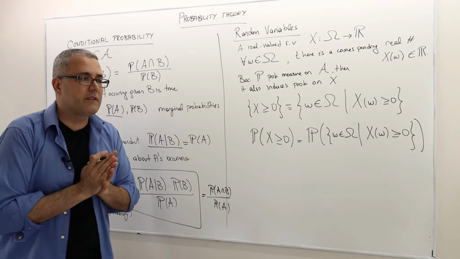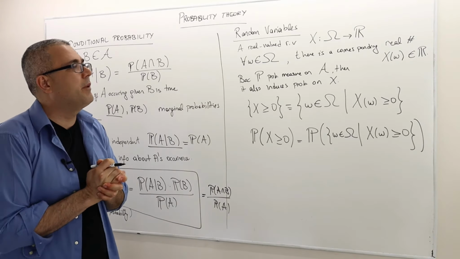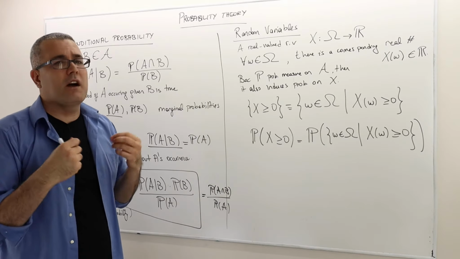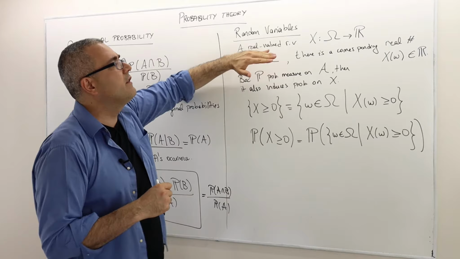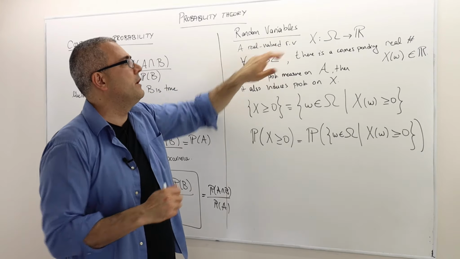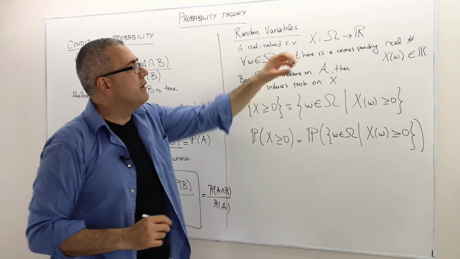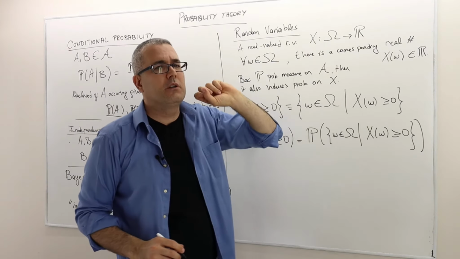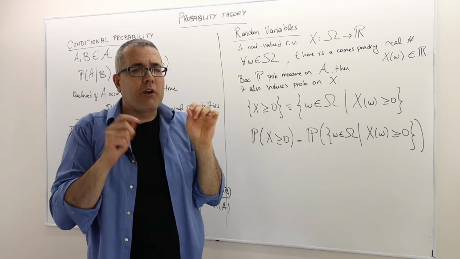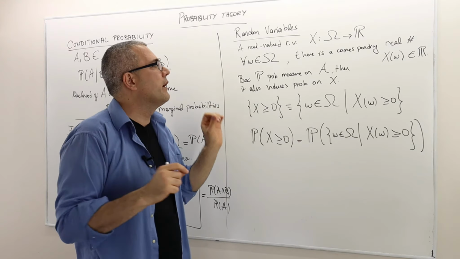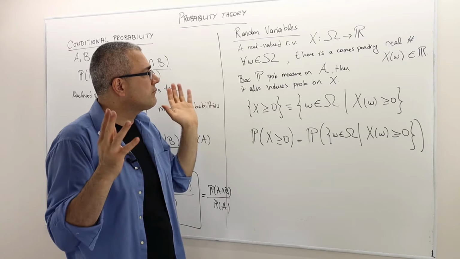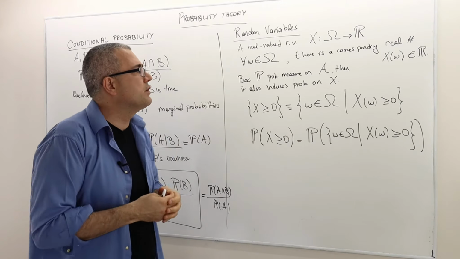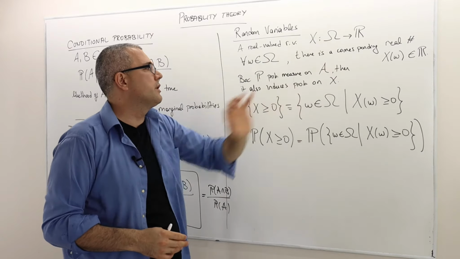All right, so now let's talk a bit about random variables. A random variable is actually a function. Let's talk about a real valued random variable. RV means random variable. It basically maps every outcome to a real number. Every outcome corresponds to one and only one real number. So that's it: a random variable is just a function from the set of outcomes to the set of reals.